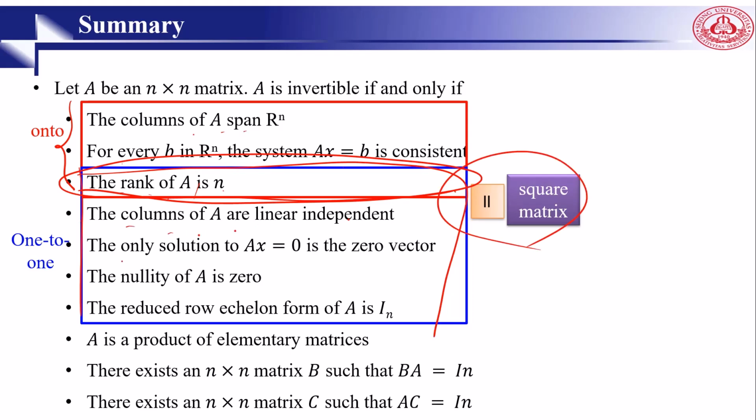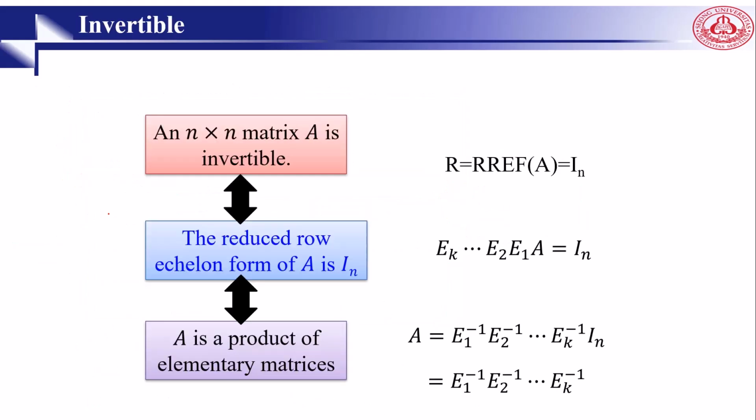The columns of A are linearly independent. The solution is the 0 vector, and the nullity is 0. This case is for none of them. Here we can see those conditions as a flowchart: a matrix A is invertible if it is a square matrix and its RREF, row reduced echelon form, is the identity matrix, or A is a product of elementary matrices.